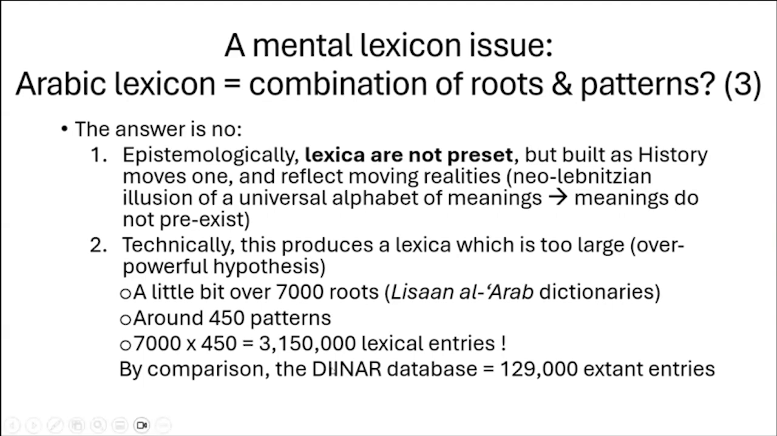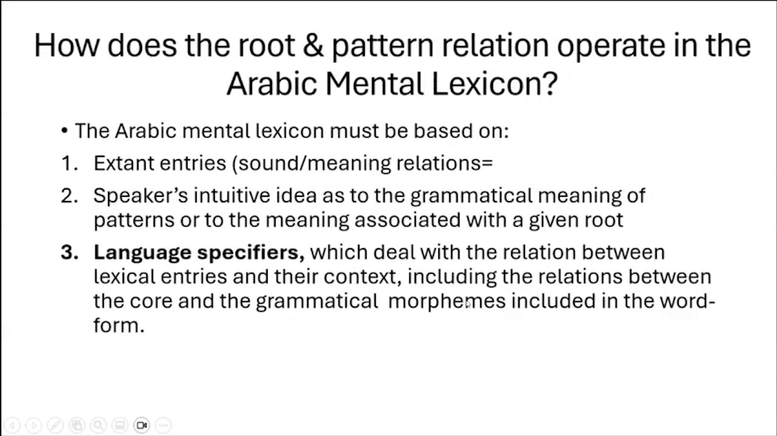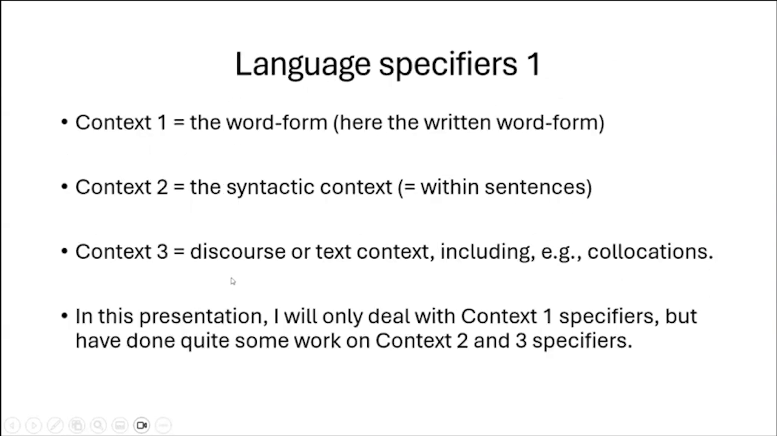By comparison, in our Dictionnaire informatisé de l'arabe dinar database, we had 129,000 entries. So how does it work? The mental lexicon must be based on, first of all, extant entries. When we came to 129,000 entries in the dinar database, it was entries that really existed. And then you have the speaker's intuitive idea of the grammatical meaning of patterns, and you have language specifiers.